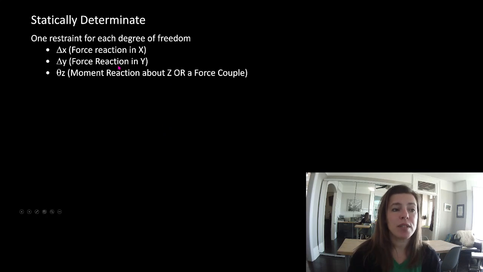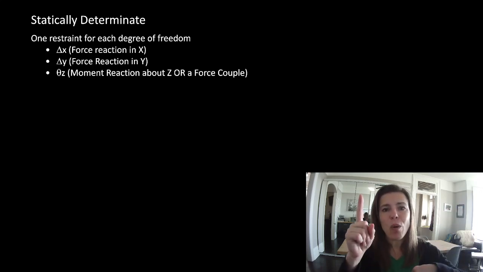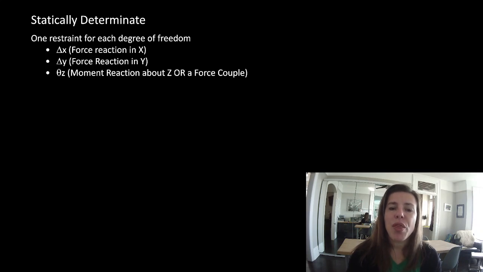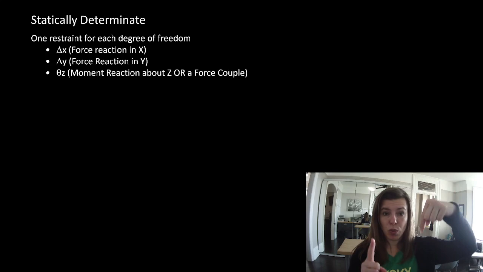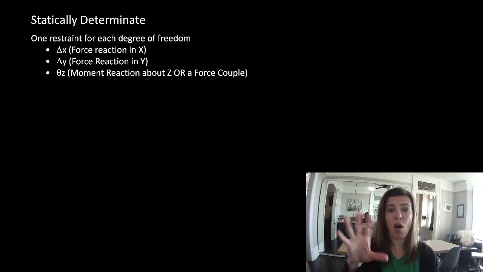So that means there's either a moment reaction, or what did we say a moment could be represented as? That's right, a force couple. So the thing that stops it from rotating in space could be a moment reaction or a force couple, because we know a moment and a force couple can be equivalent. So remember, a force couple was two equal and opposite forces causing the object to spin in the same direction.